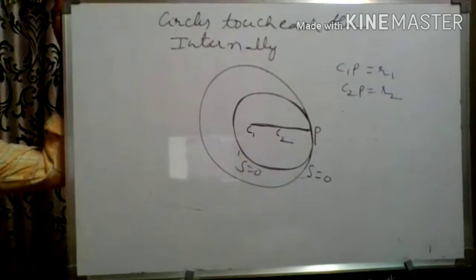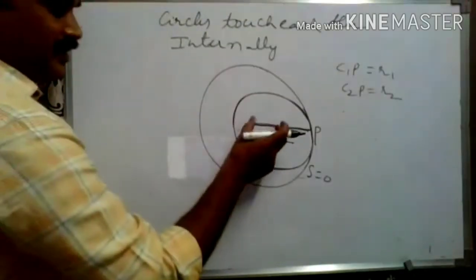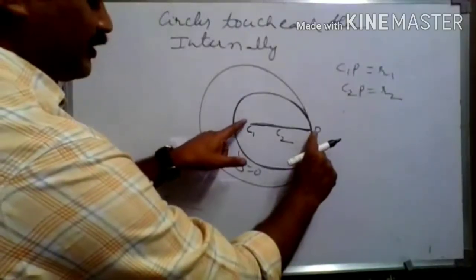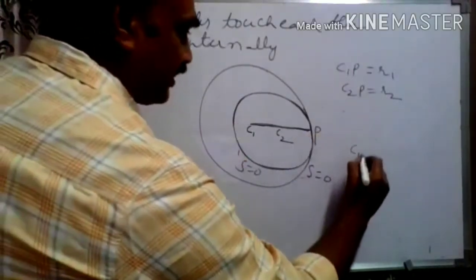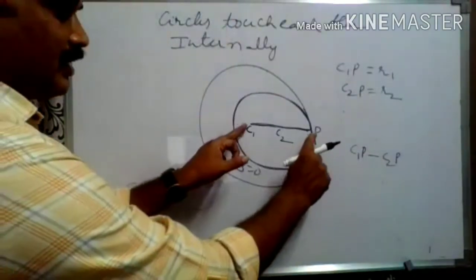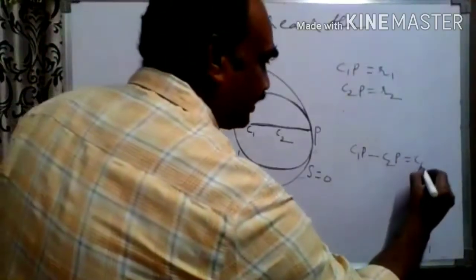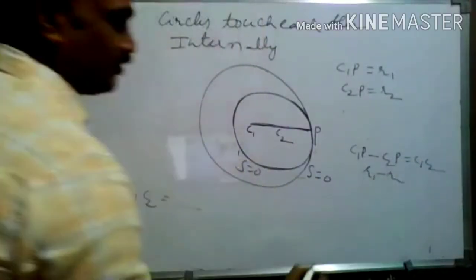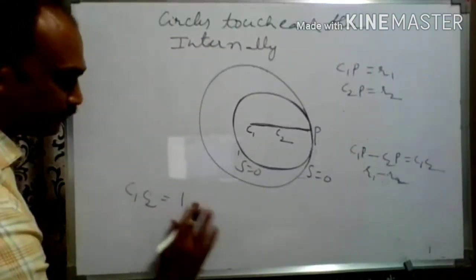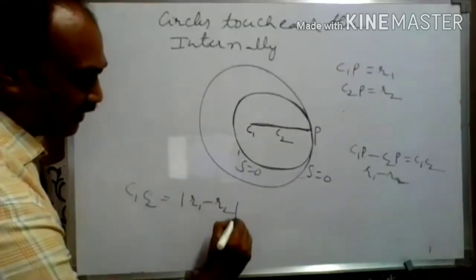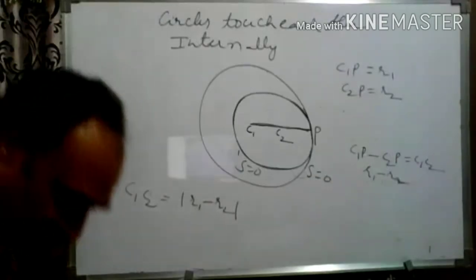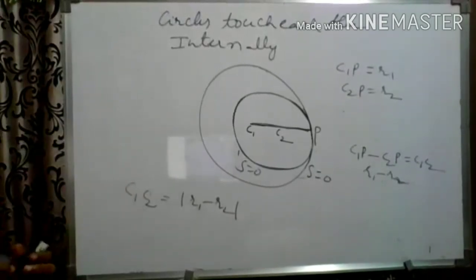What is the condition, students? This is C1C2. Observe the diagram: C1P minus C2P is equal to C1C2. This is R1 minus R2. Here the condition is C1C2 is equal to mod of R1 minus R2. If two circles touch each other internally, then the condition is C1C2 is equal to mod of R1 minus R2.